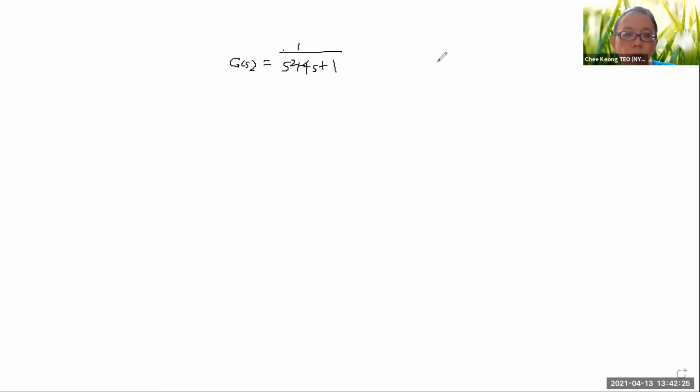So if you were to simplify this expression using G/(1 + GH), you would have the output Y of S over input U of S, and you will get G, which is 1/(s² + 4s + 1), over 1 plus 1/(s² + 4s + 1).